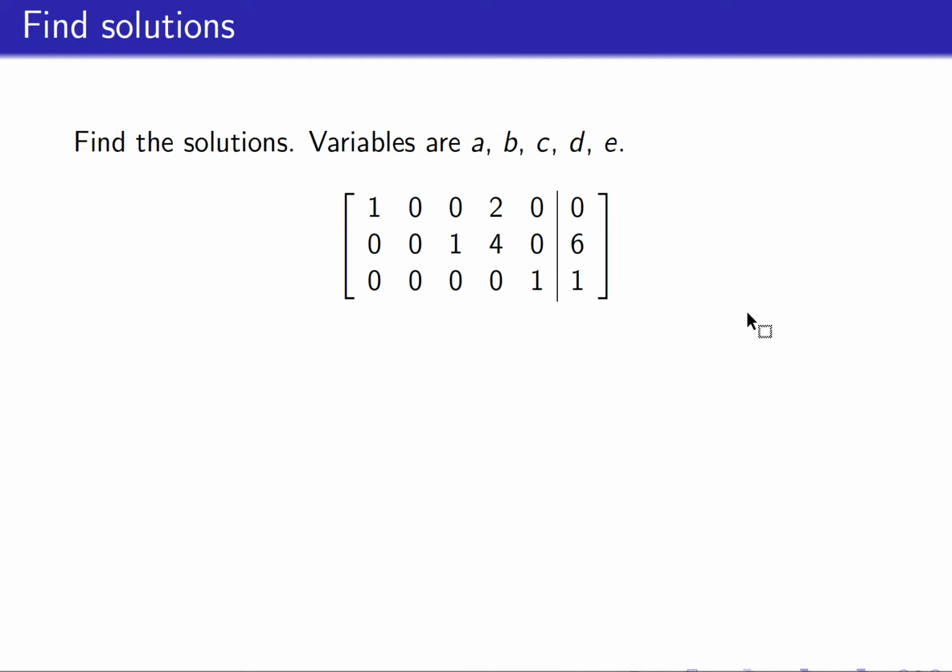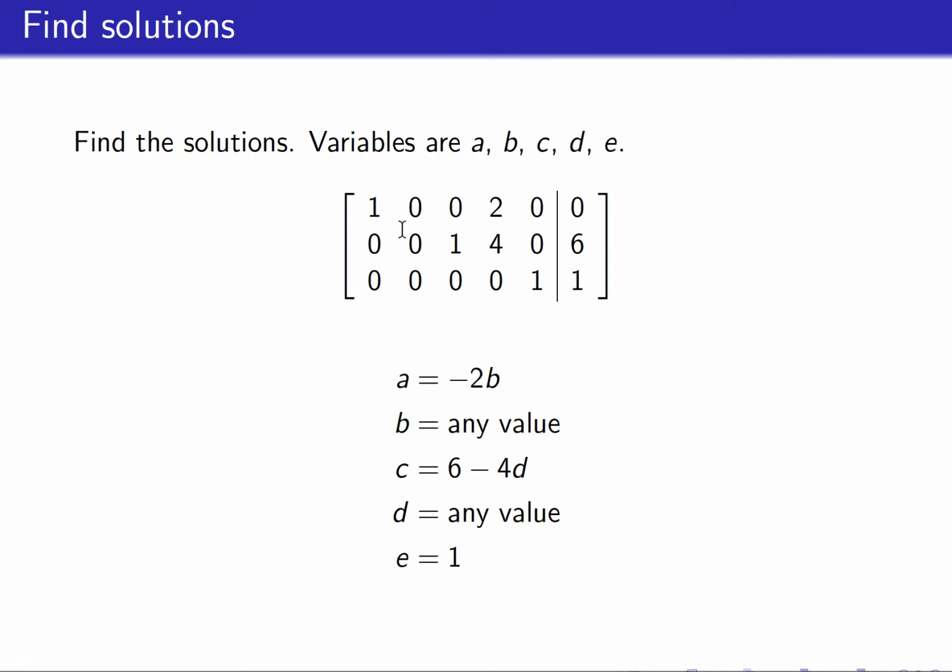All right, find the solutions for this one and pause. Ready for the answer? Here we go. In this case, the pivots are A, not B, C, not D, and E. So A, C, and E. B and D are any value because those were the ones we skipped. And here we get A, C, and E given by these, just solved for A, C, and E.